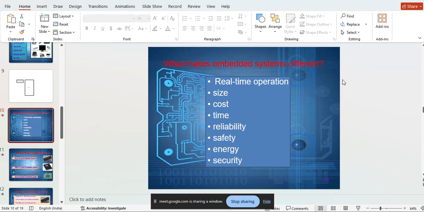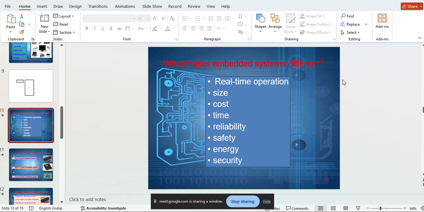Then time, that is, the time to process the data. As I told you in the example of the temperature sensor, it will take the analog temperature values from the sensor, process it, calculate, and then give the temperature value. So it will take very little time to process the data and give the output. That's all. Speed is more.